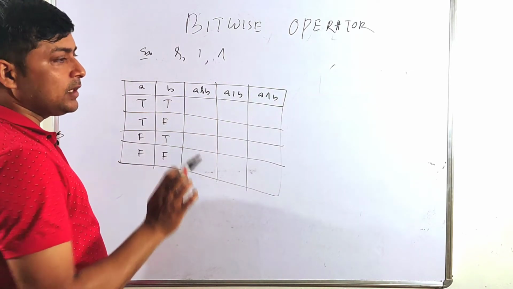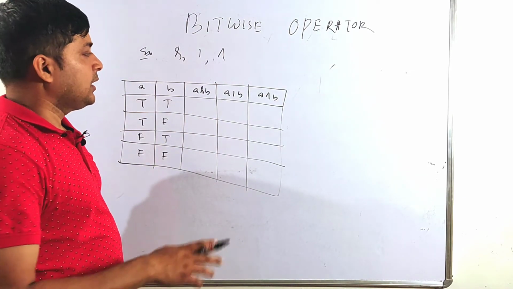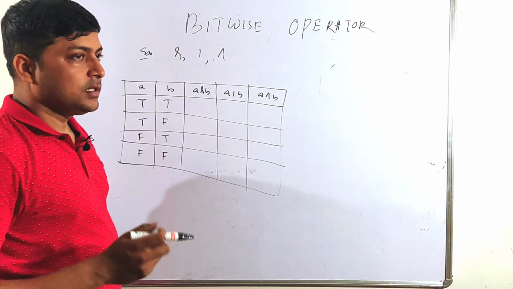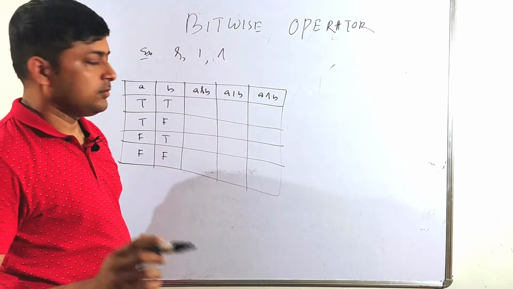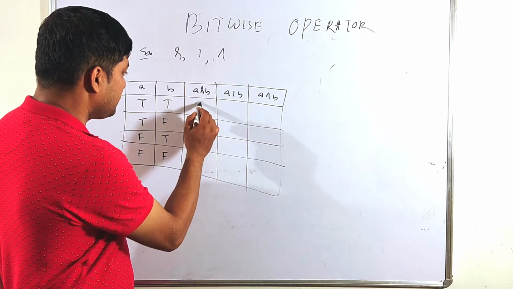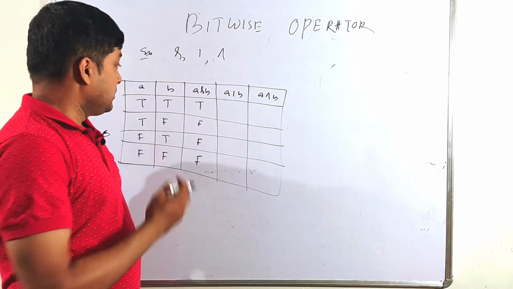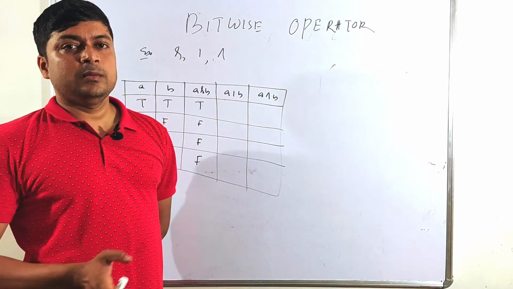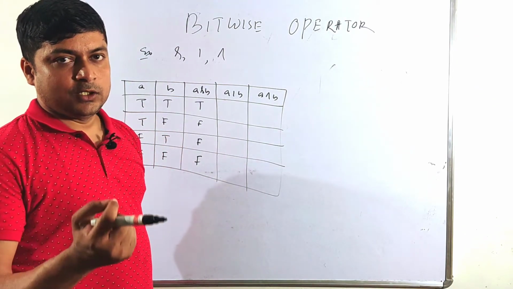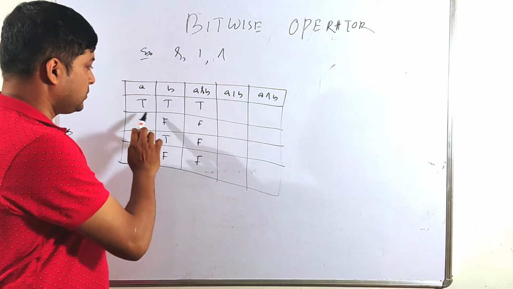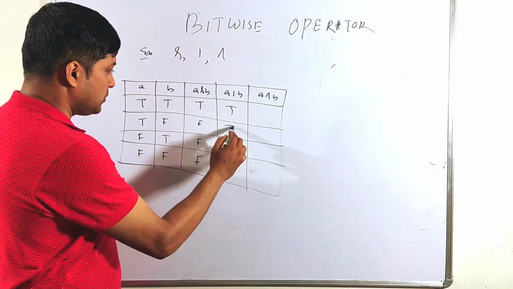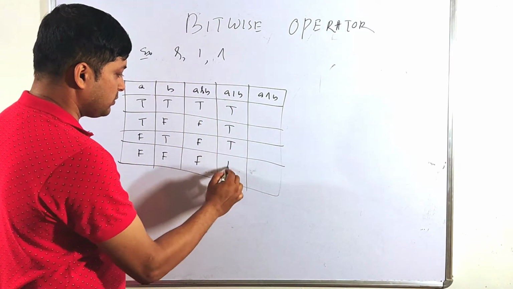First, A AND B, which we already covered in logical operators. A AND B means if both are true, then true, otherwise false. So true and true becomes true, and the other three are false. Next, A OR B means if any one is true, then the total condition is true. So true, true, true, false, and false for the last row.